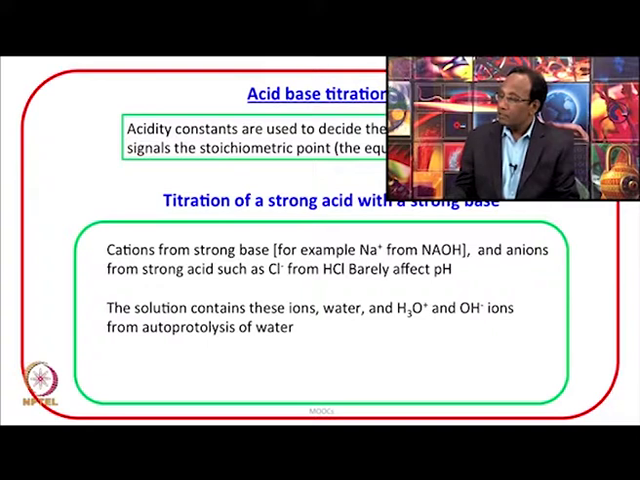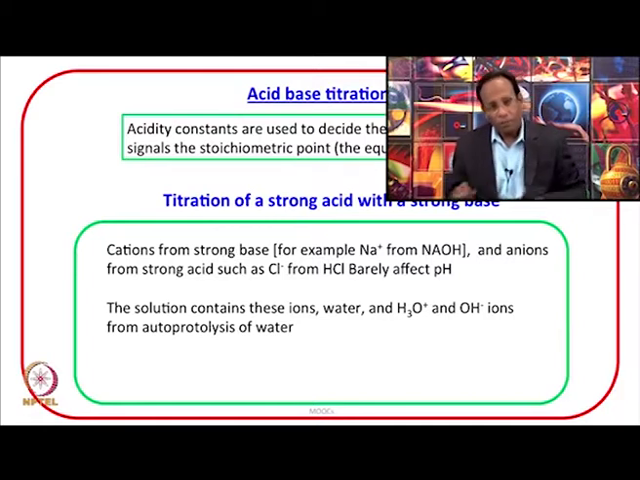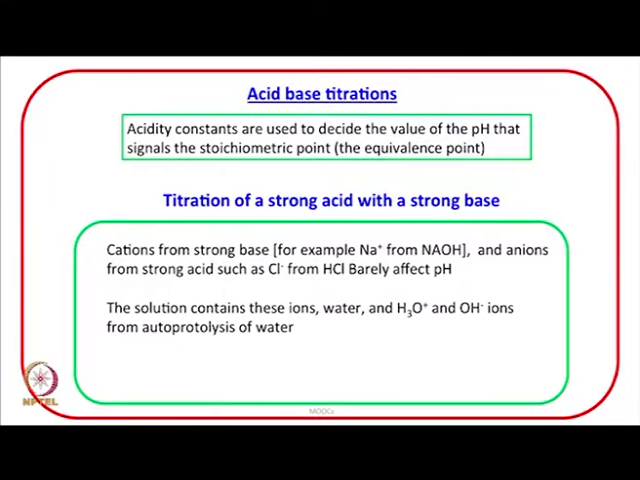Let us recognize that when you are titrating an acid with a base, you have the ions coming out from the acid, you have the ions coming out from the base, and you also have ions which can come out from the autoprotolysis of water. Now, it is a different matter whether the amount of hydronium ions and hydroxide ions produced from the autoprotolysis of water can be ignored or not. That we will discuss. And let us go back to the slide.